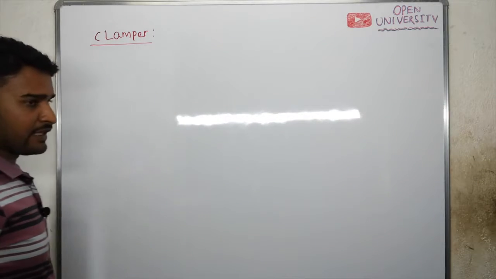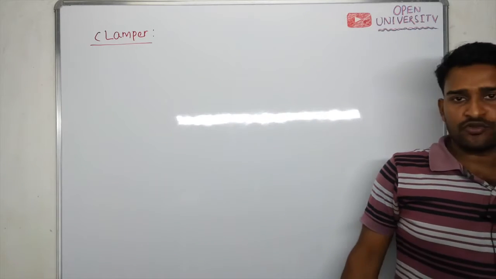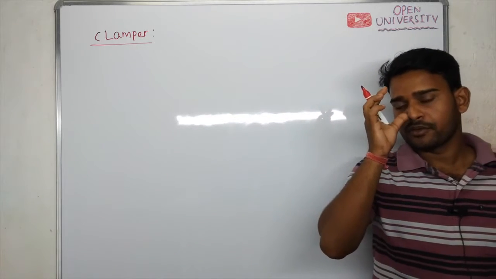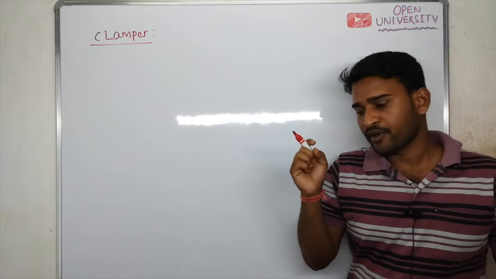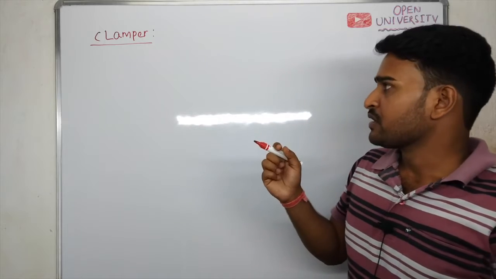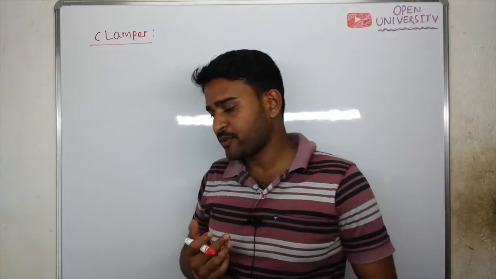So, what is a clamper? A circuit which can add DC voltage to an AC waveform is said to be a clamper. So, if you add DC voltage to an AC waveform, what will happen?